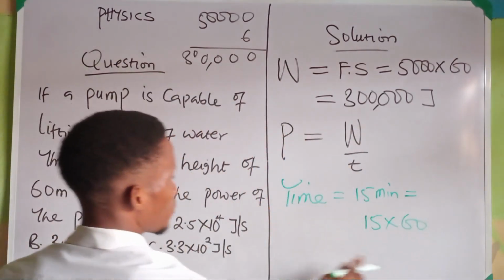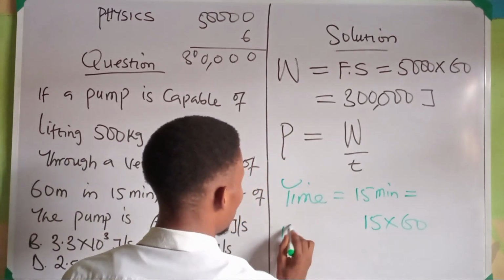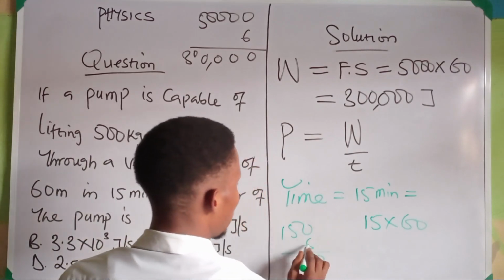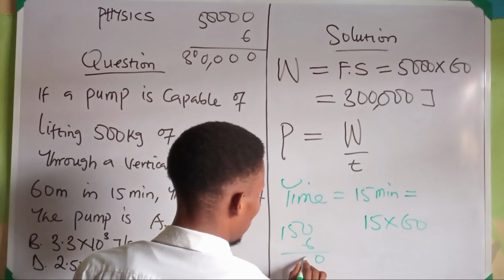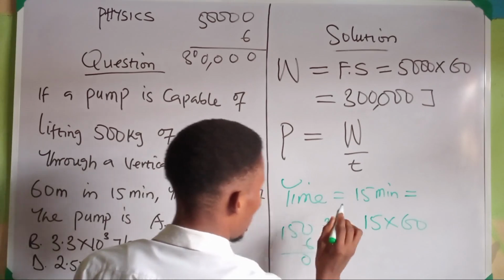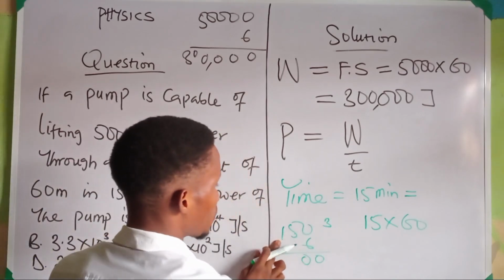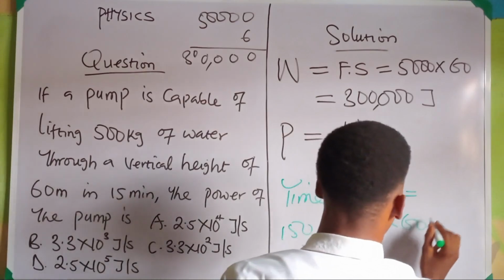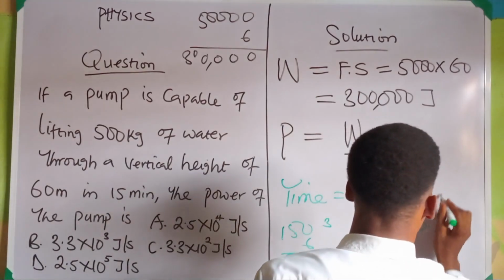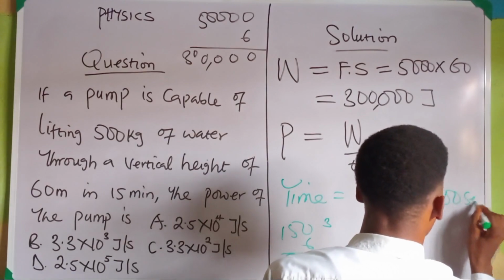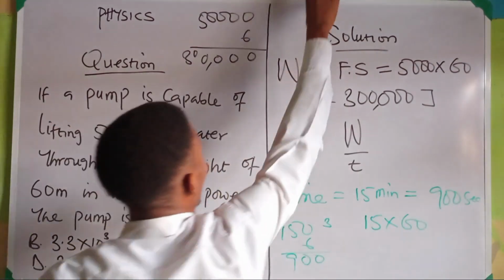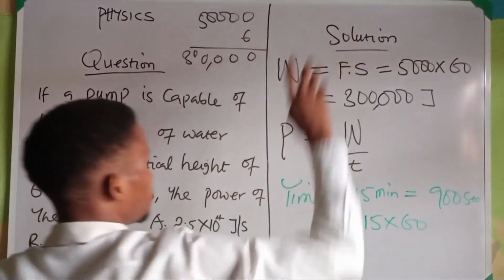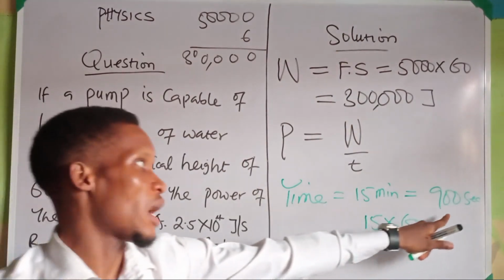We can take this to be 150 multiplied by 6. 6 times 0 is 0. Then 6 times 5 is 30, so we write 0 and carry 3. 6 times 1 is 6, plus 3 is 9. So we're going to have 900 what? Seconds. So that's the value for our time when converted to seconds. This is what we got now as the time.